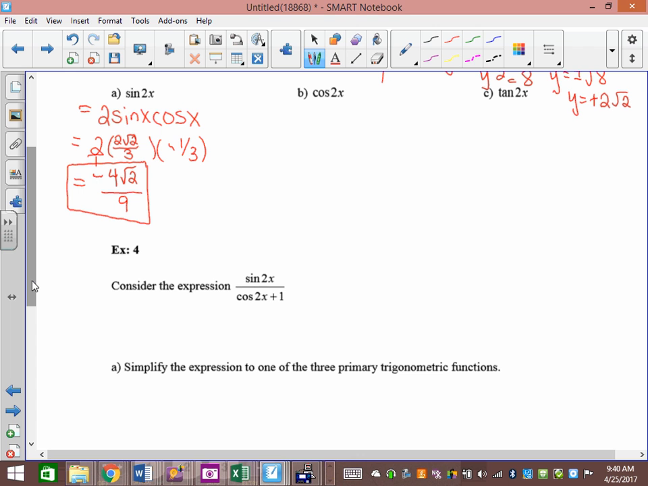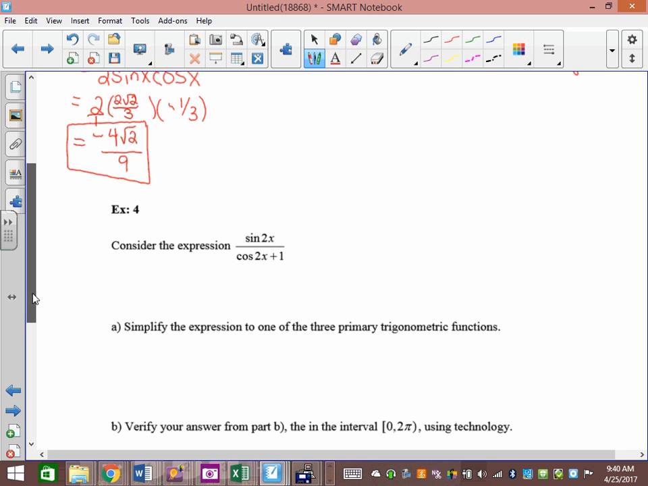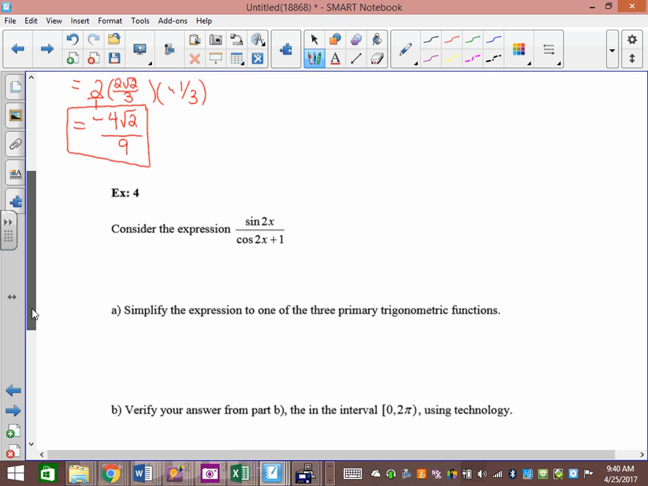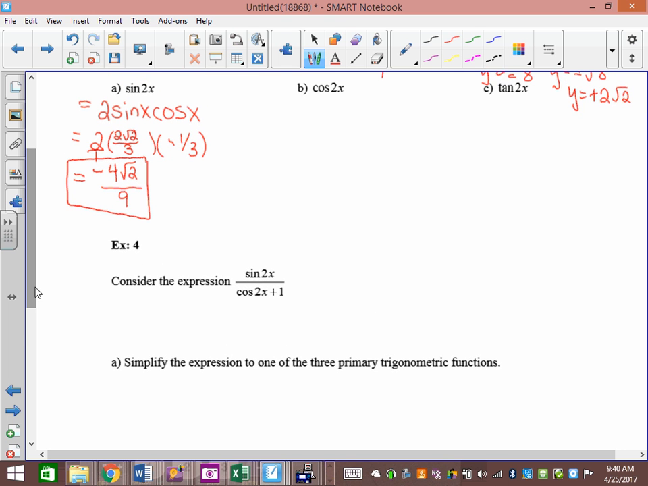Then the same would go for cos 2x and tan 2x; it would be the same thing. Now this one here, example 4: consider the expression sine 2x over cos 2x plus 1. Here they're going to say simplify the expression to one of the 3 primary trig ratios.